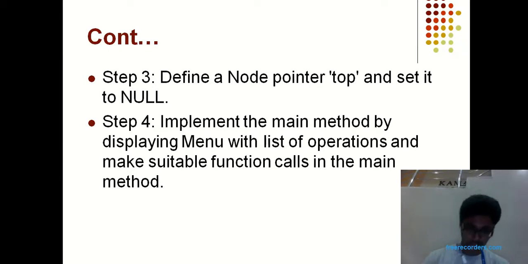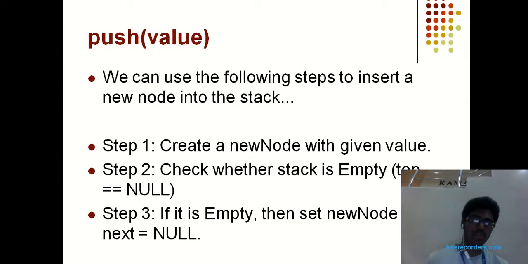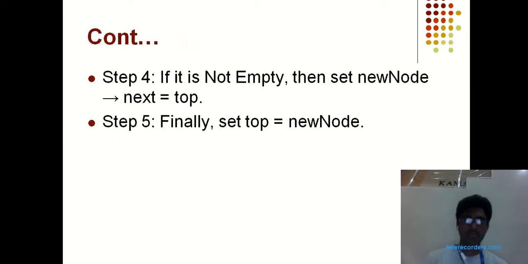We see about the push now. We can use the following steps to insert a new node into the stack. Step 1. Create a new node with the given value. Step 2. Check whether stack is empty, top equal to null. Step 3. If it is empty, then set new node next equal to null. Step 4. If it is not empty, then set new node next equal to top. Step 5. Finally, set top equal to new node.